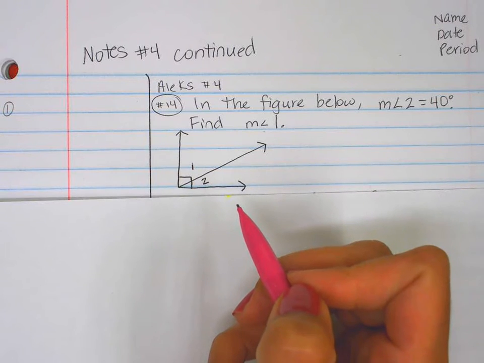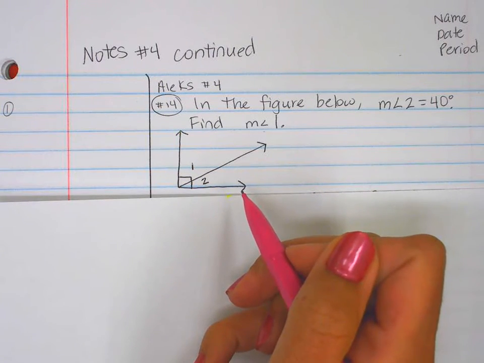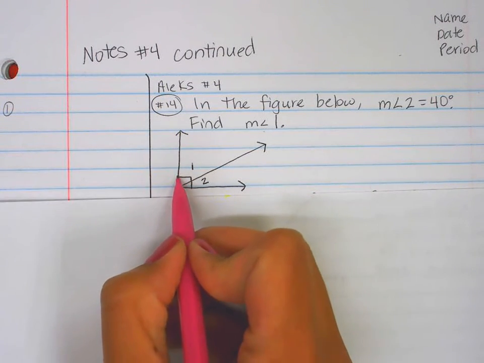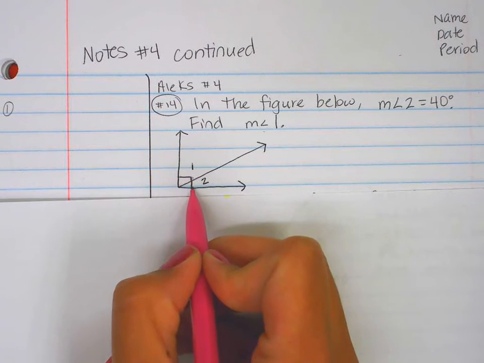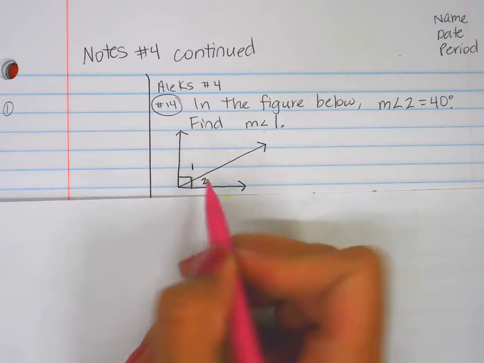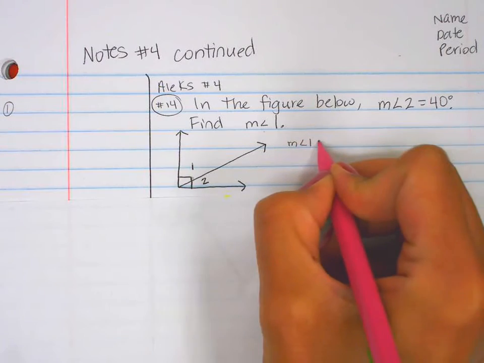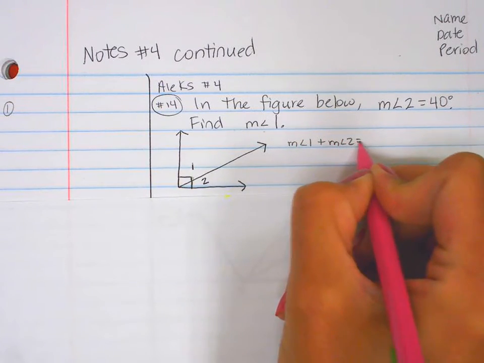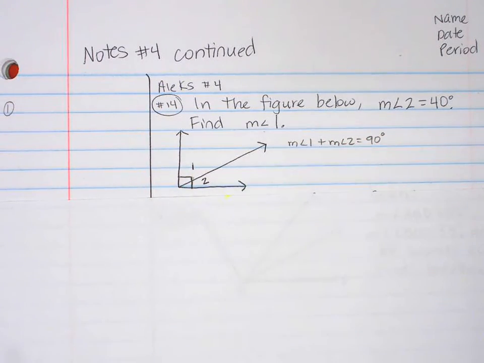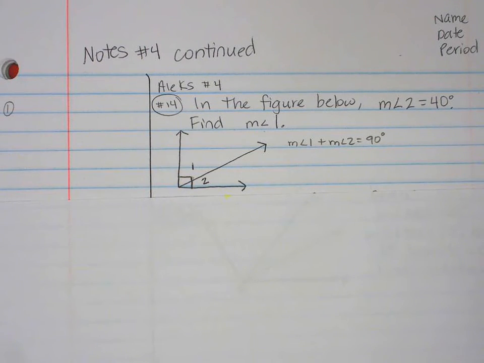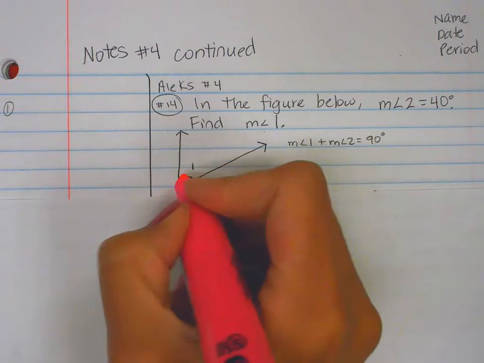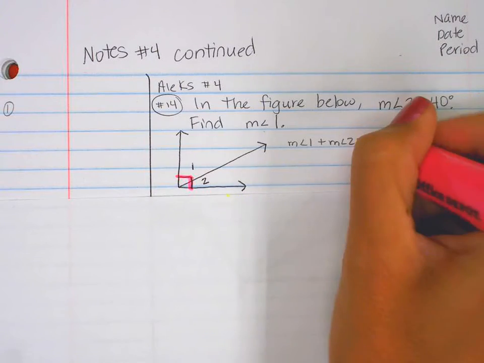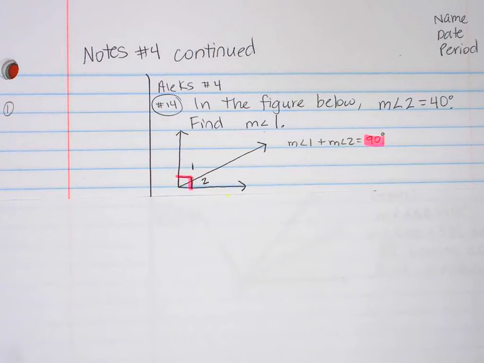So pause and think about it if you want to, but I'm just going to keep going. What you should notice is this little thing means that it's a right angle. So I would know right away measure of angle 1 plus measure of angle 2 equals 90 degrees. That's something that I just know right away. So that's a really important thing. That means 90, a right angle.